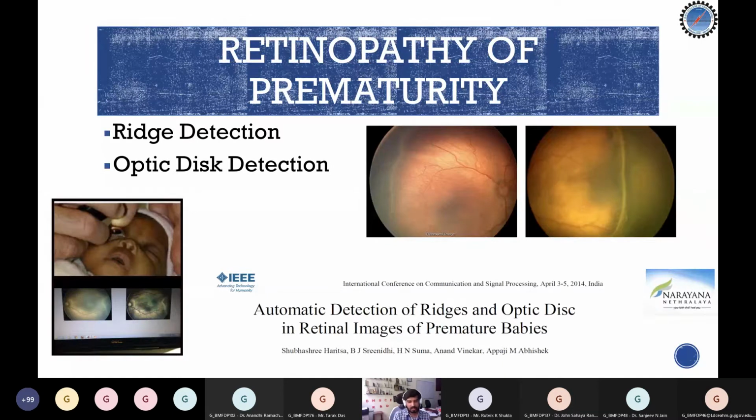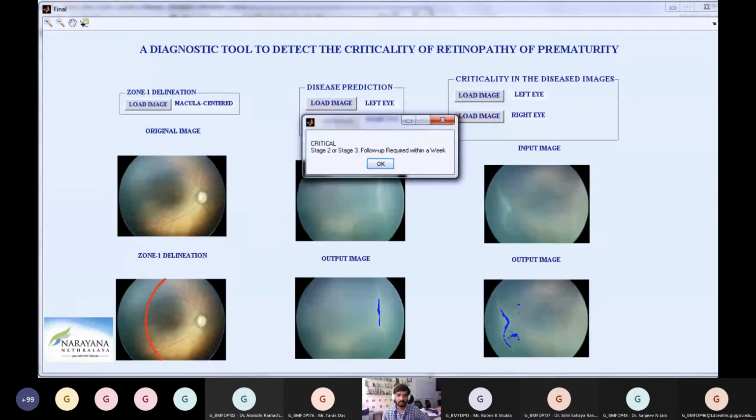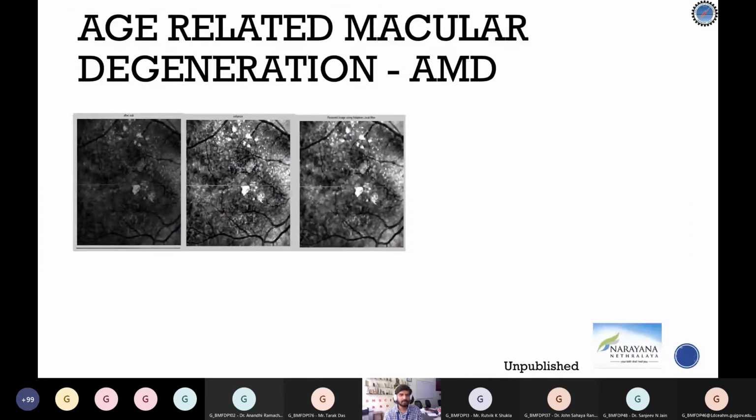There are different stages. If they come in a very early stage, then it is treatable. If they come in a very late stage, it's not treatable. It also depends on their delivery and what time they were born premature and so on. So we came up with a diagnostic tool to detect the criticality of retinopathy of prematurity. Stage one and stage two are okay. It may get auto-corrected, because God has created the human body in such a way that a lot of problems it solves within itself. The regulation mechanism in the human body is amazing. In case it goes to stage three or stage four, they have to follow up and may have to get operated so that they can remove the ridges. We came up with some software and gave it to them, and multiple publications came out of this. So next is age-related macular degeneration.